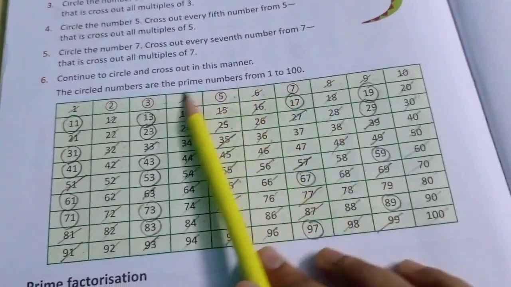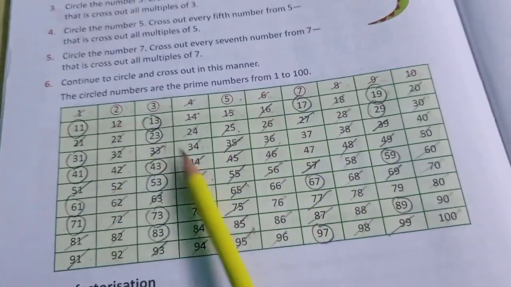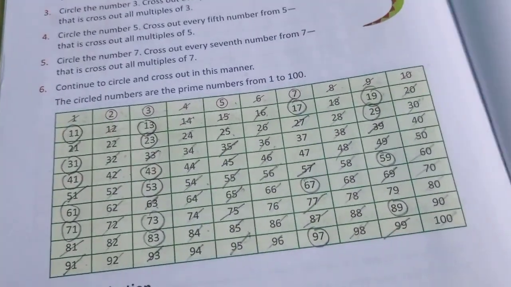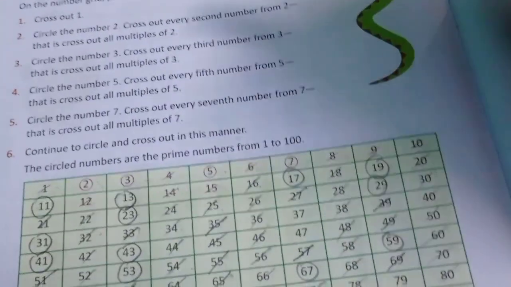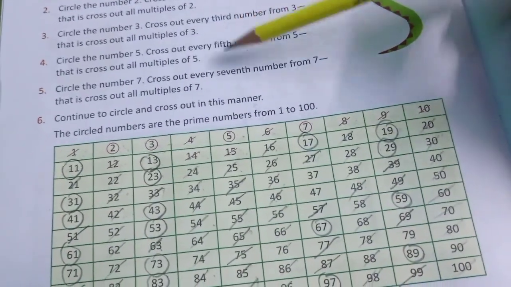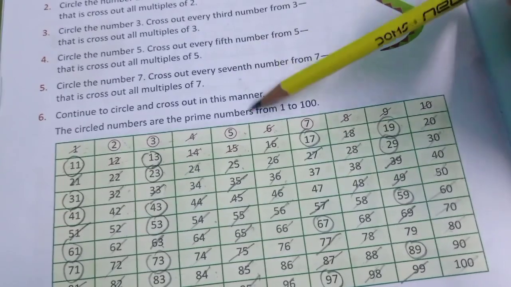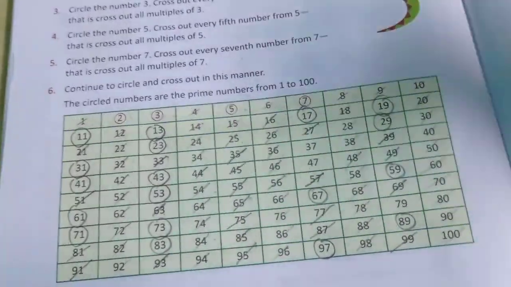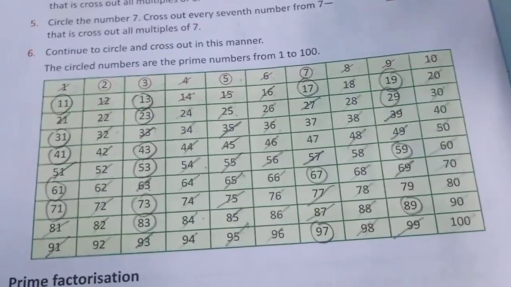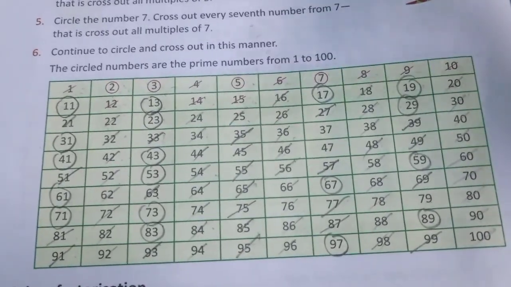So these circles that you have got, those are the prime numbers that will remain. For finding them, you must see 2, 3, 5, 7. From these, if you do the steps, you can find the prime numbers as well as the composite numbers.